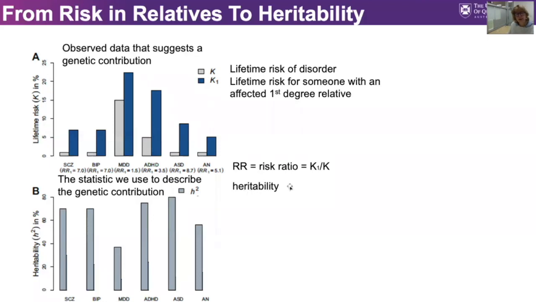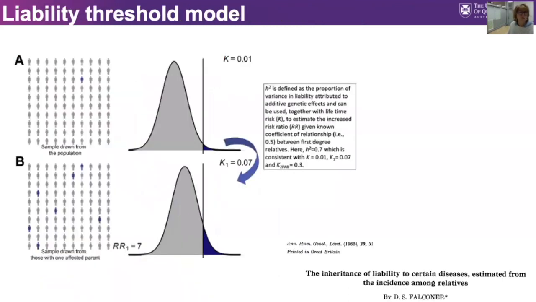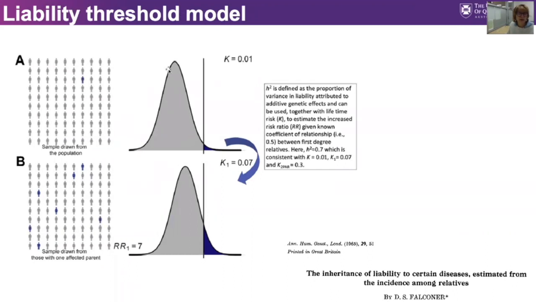Now, heritability is estimated from observations of lifetime risk, but the link between these two isn't terribly intuitive. The link comes from the theory of the liability threshold model, which was formalized by Douglas Falconer over 50 years ago. In this model, we assume that the risk of disease, liability to disease, is underpinned by many, many genetic factors and many, many non-genetic factors, and together those factors add up to make a normal distribution of liability.